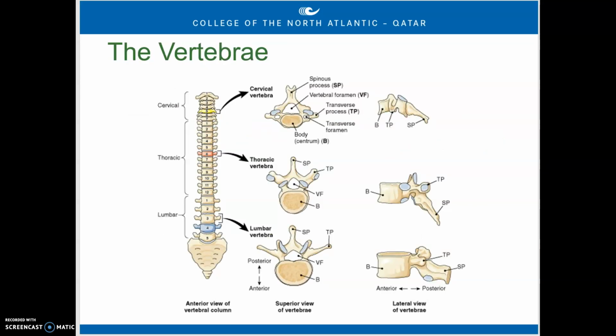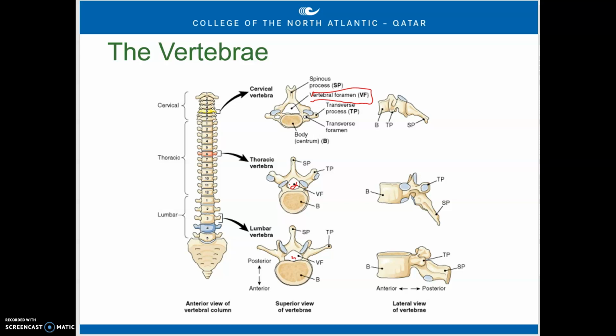This slide here, I don't expect you guys to remember everything that's on this slide, but I just want to point out a few things. First of all is this vertebral foramen. That's going to be the hole in the inside part, or the middle of the vertebrae, where the central nervous system, the spinal cord, is going to live. And you can see that's common in each one of the vertebrae.